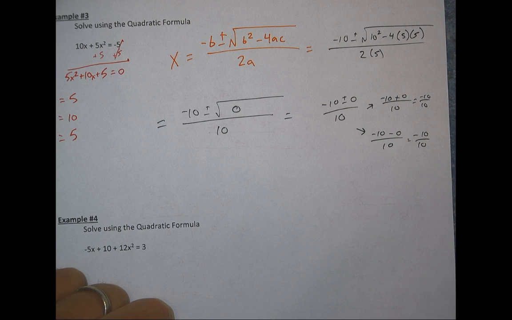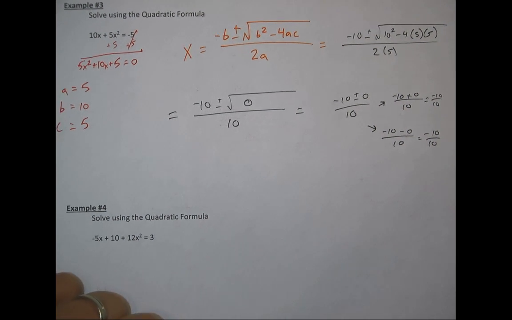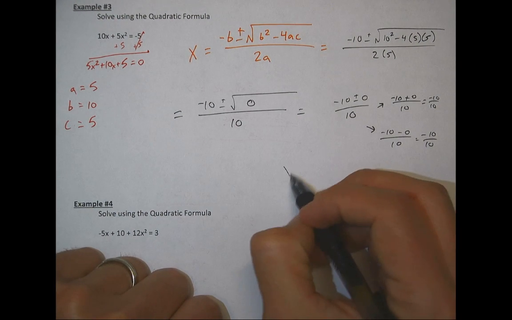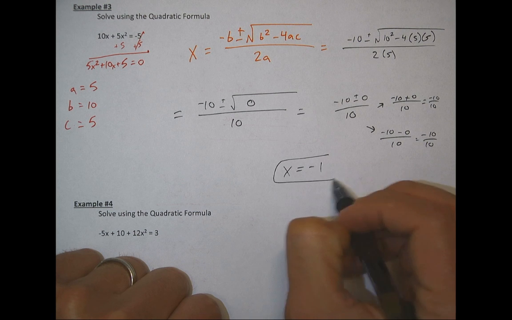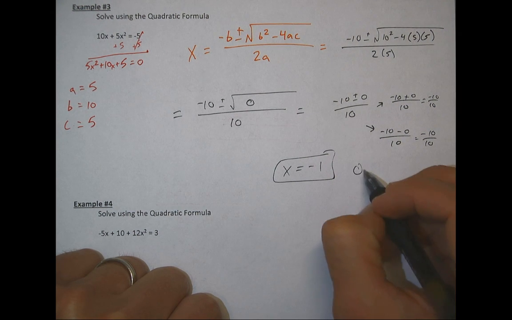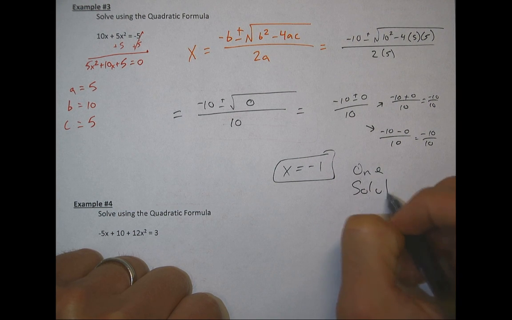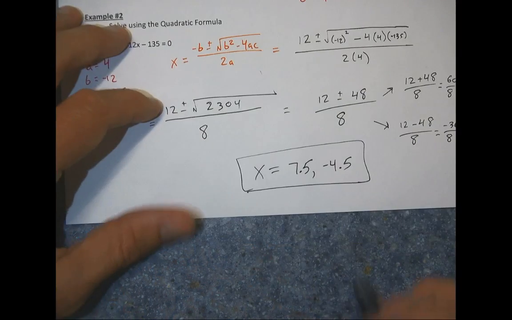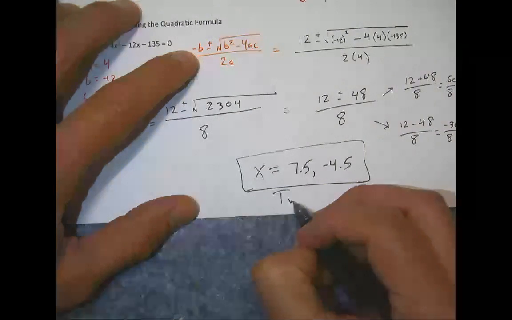So I don't need to give the same answer twice. I only need one of these. The only time I need to give two answers is if there are two different answers. So the answer here is just x equals negative 1. One solution. So in this case, there was one solution. If you go back over here, clearly there were two solutions.